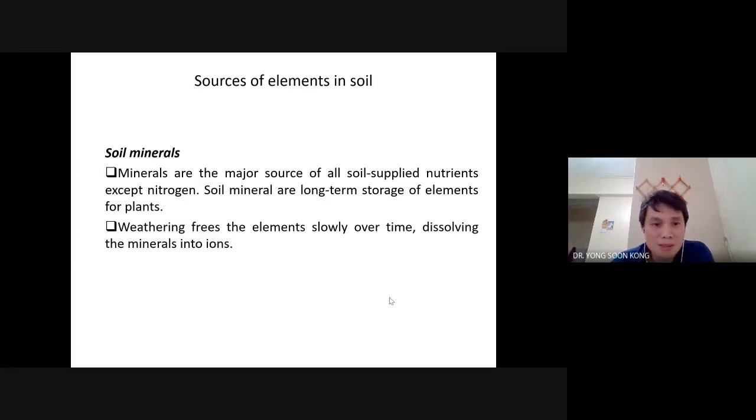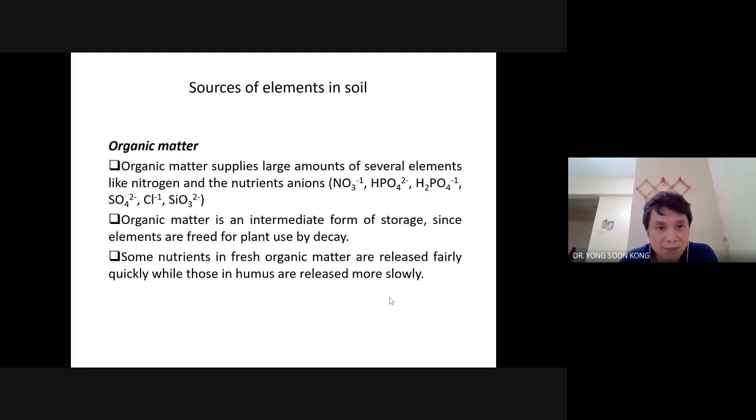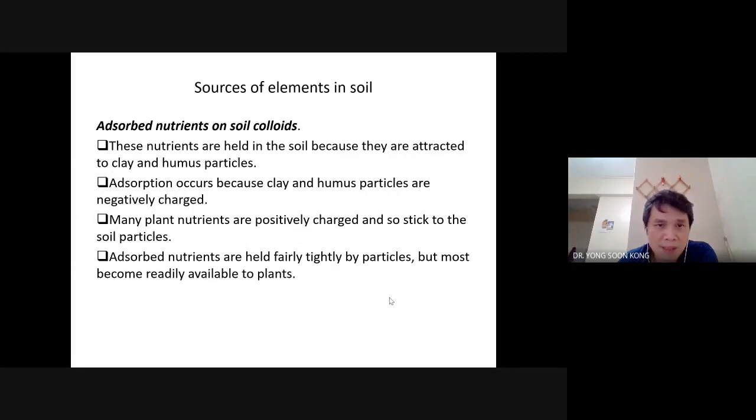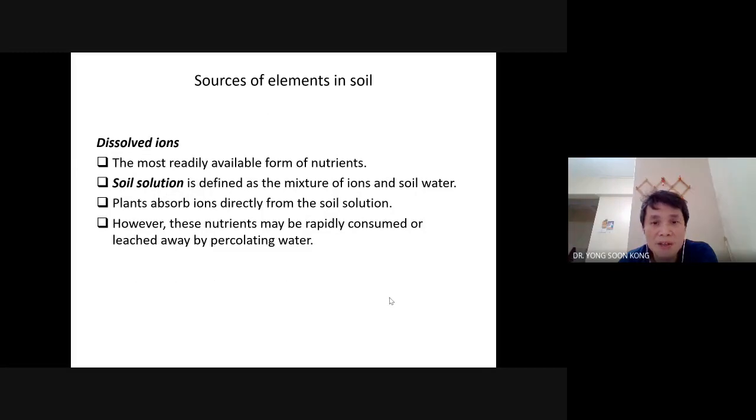Okay, soil minerals, I think I have talked a little bit just now. The minerals are usually inorganic. Organic matter, I think, well, I need some consensus because I believe I talked about minerals, organic matter, absorbed nutrients, and dissolved ions just now.